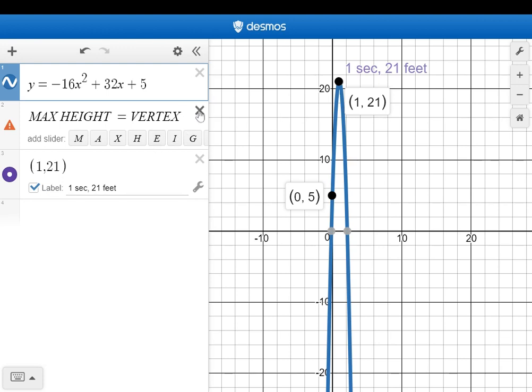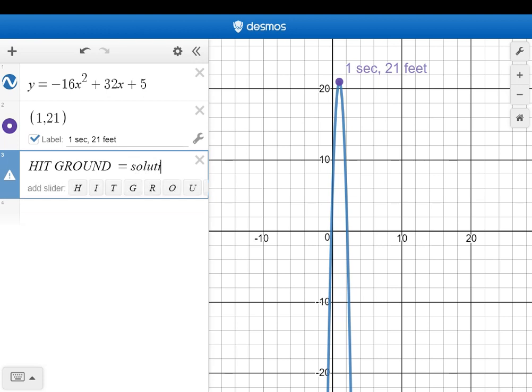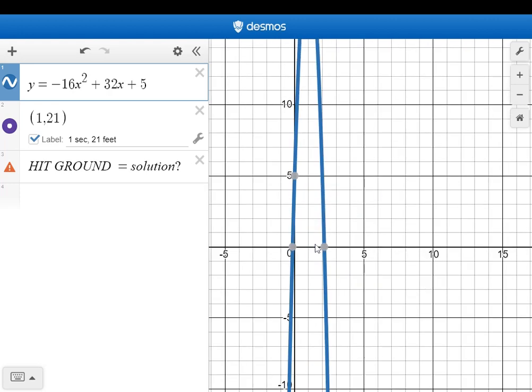But what if I'm asking you, when does it hit the ground? So if I'm asking you when maybe the debris of the firework comes back down to the ground, when does it hit the ground? Really what I'm asking for there is a solution. So our solutions are back here, not the first one, because this would be essentially negative time. Our solutions are going to be where it hits the ground.